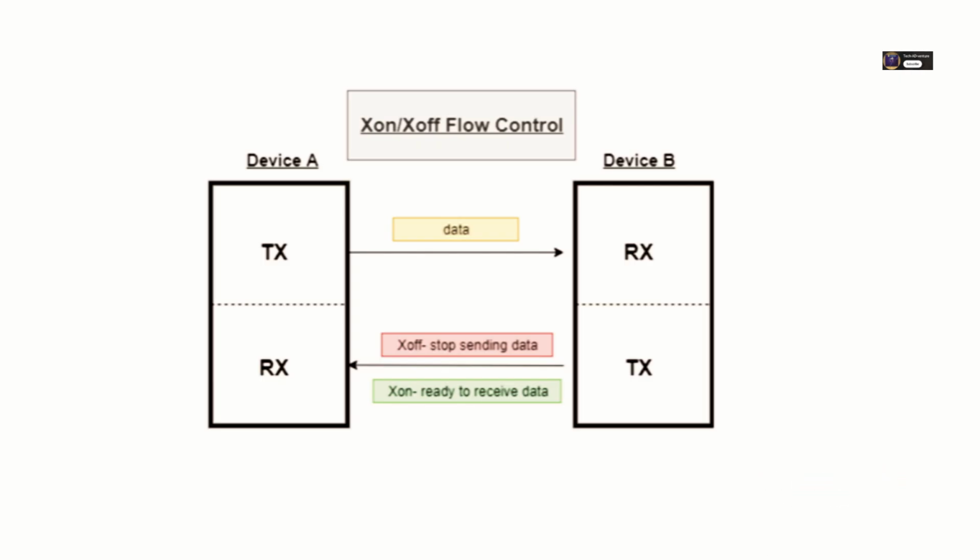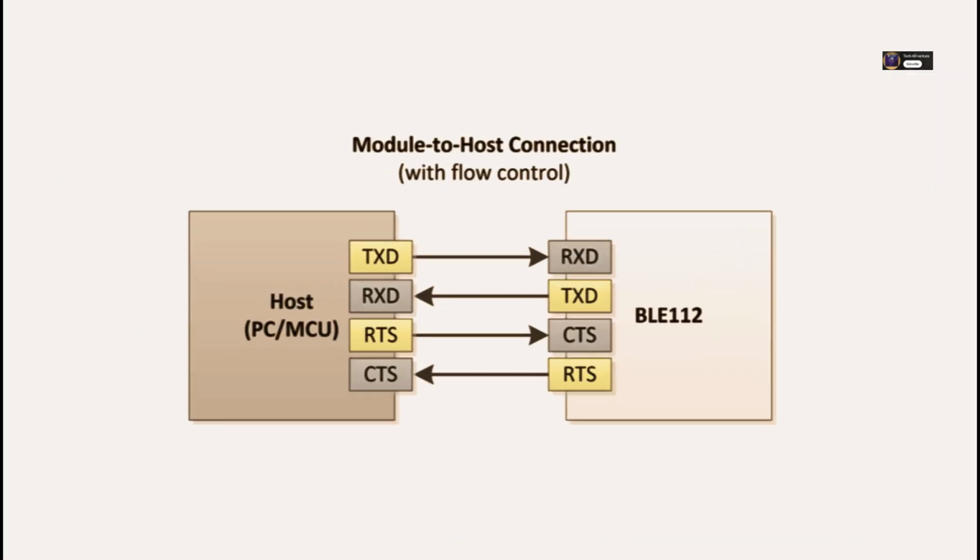You typically need flow control when you're sending large amounts of data, especially continuously, like transferring a file or streaming sensor readings at high speed. It's also crucial if the receiving device has a very small input buffer, or might be busy doing other things and can't always service the UART instantly.